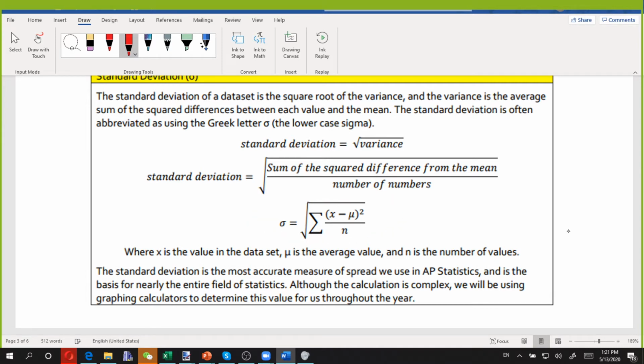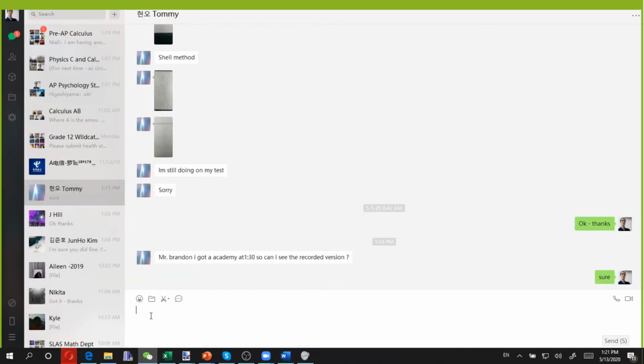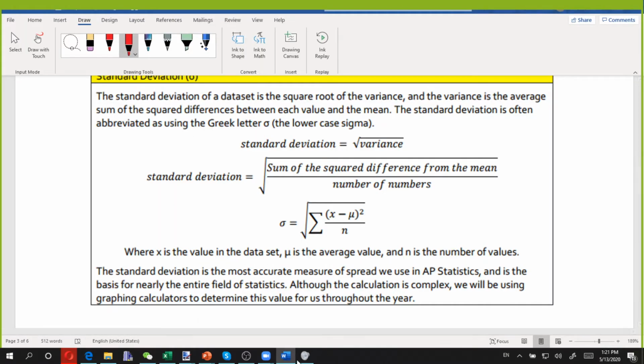Okay, any questions on what standard deviation is or why we have it? Okay. So the standard deviation is a really good measure of spread, but it also allows us to compare things that are completely different. I'm going to check and make sure this isn't one of you guys. Nope. Okay.